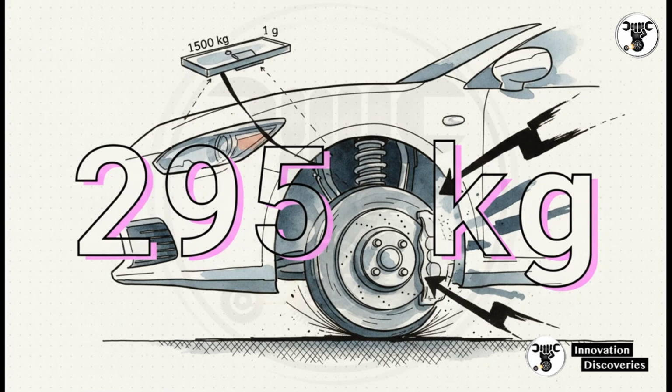Let's put some real-world numbers to this so you can see exactly what your suspension is fighting. Picture a standard 1,500 kilogram car. You slam the brakes at 1 G of deceleration. The math tells us you are throwing a massive 295 kilogram load shift directly onto the front axle. That is nearly 300 kilos literally trying to violently rotate the nose of that car straight down into the asphalt.